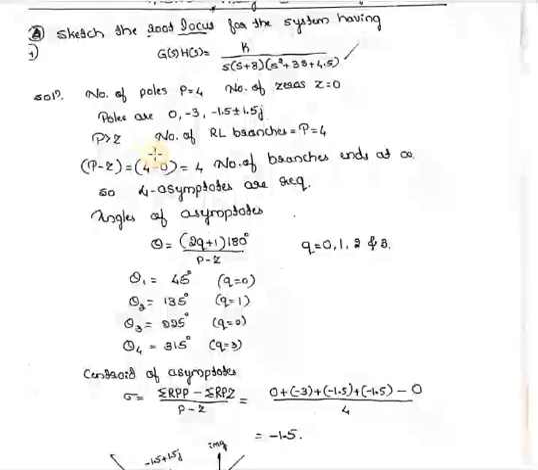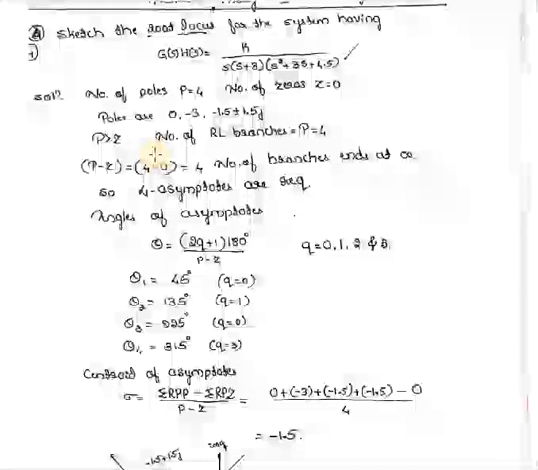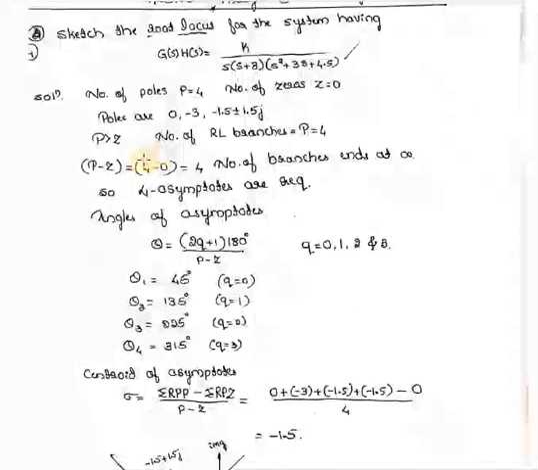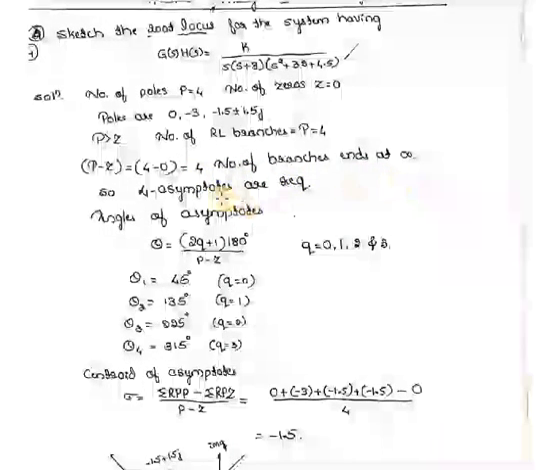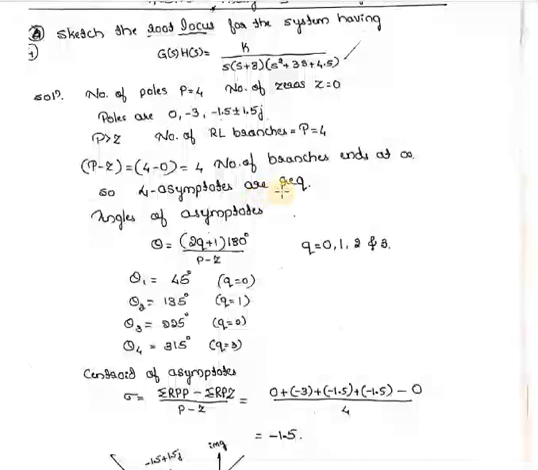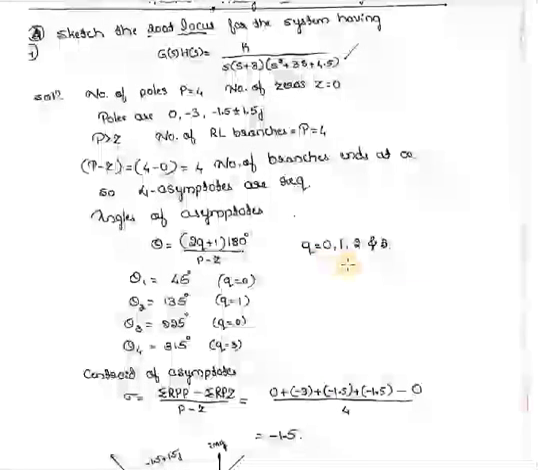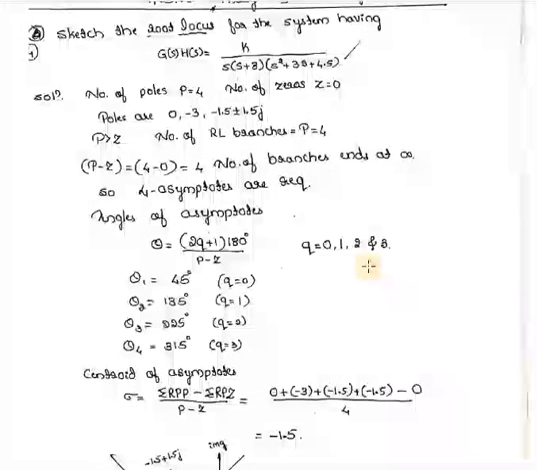Now you need to identify the number of branches approaching infinity. So P minus Z you have to identify. So 4 minus 0 will be 4. That is the number of branches that end at infinity. So 4 asymptotes are required. For those 4 asymptotes, you need to identify the angles. For that, we have the formula theta equal to (2q plus 1) into 180 degrees divided by P minus Z, where q is 0, 1, 2 and 3.